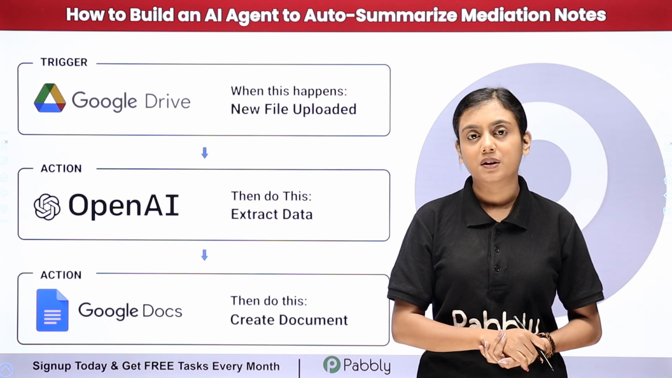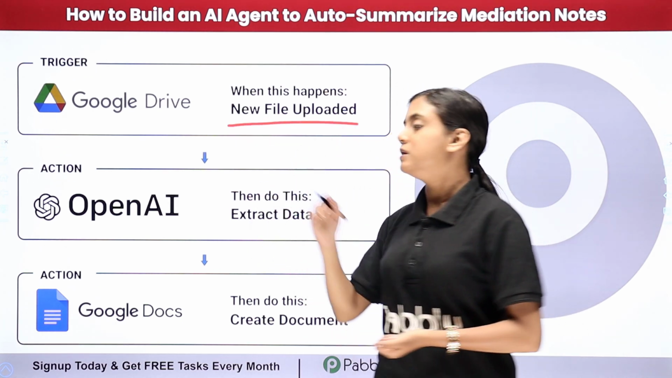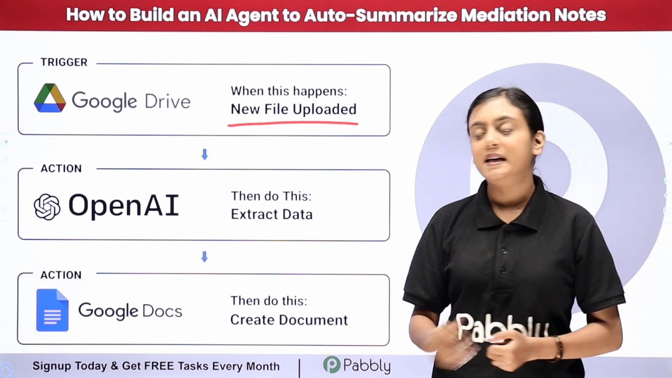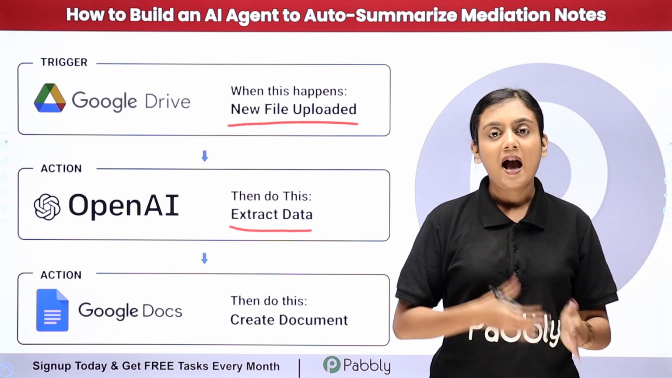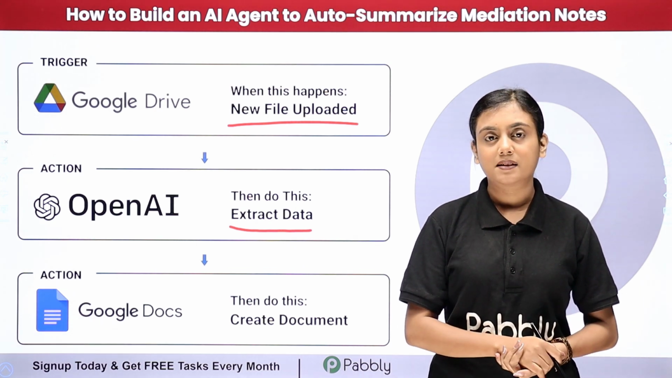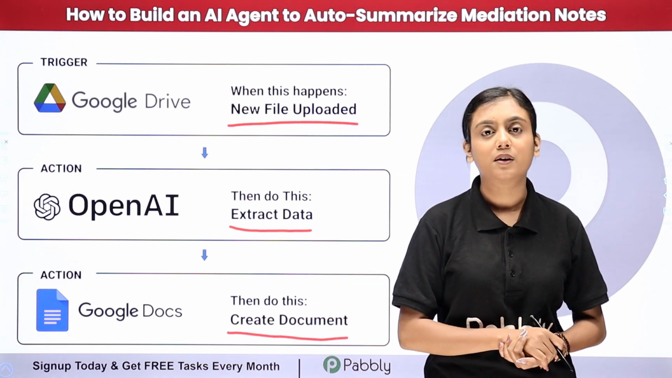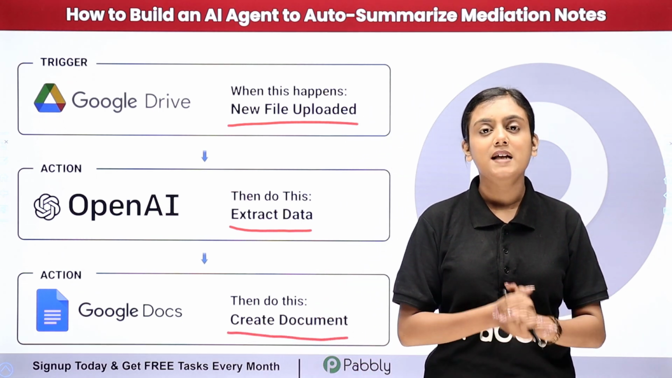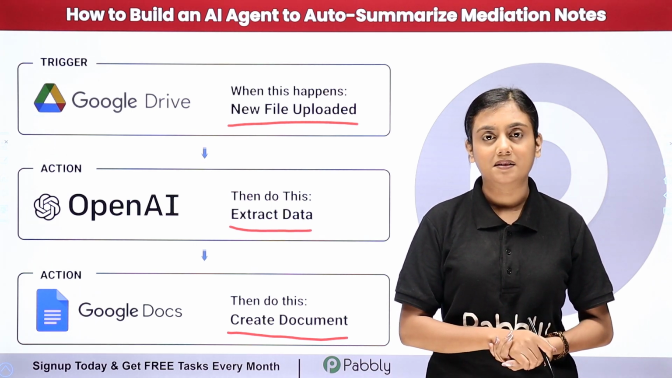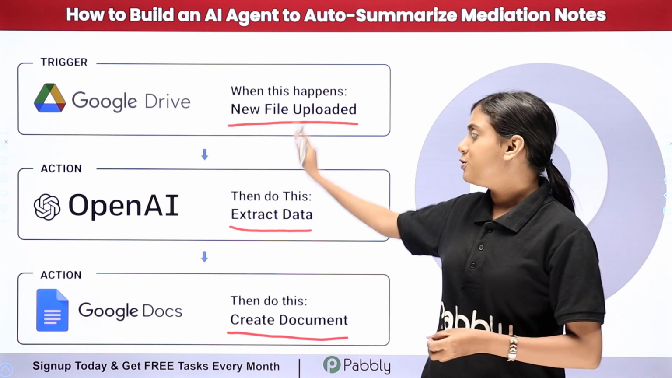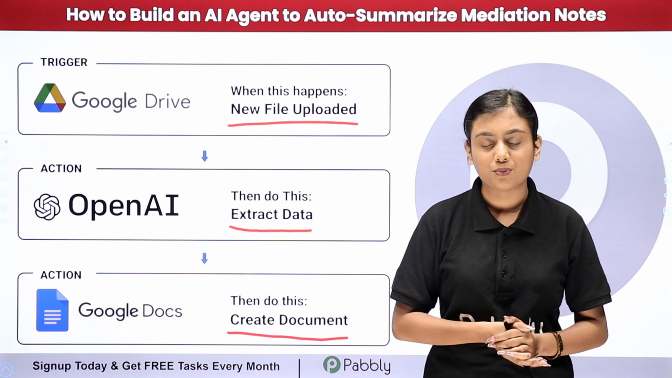How this AI agent works is that as soon as I upload the file of the mediation note in my Google Drive folder, automatically an AI agent is going to extract the details and generate the summary of the note. And as soon as the details are extracted, automatically a document of the summary and the details is going to be created in my Google Docs. In my Google Docs, I've already created a template, and using that template, the document is going to be created. So now if you want to learn how to create this entire AI agent for yourself, for your business, then let me take you to my screen.